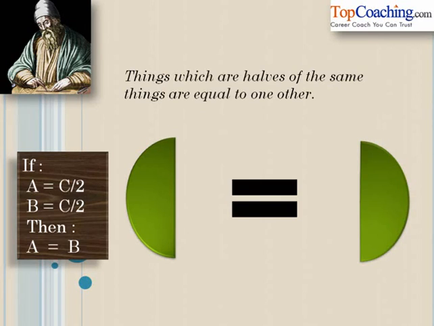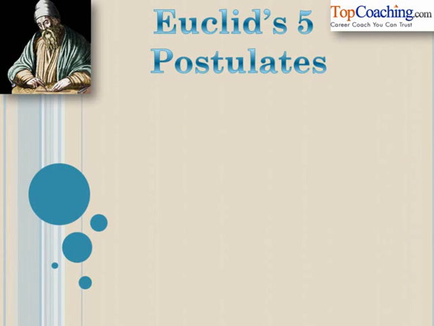These are some of the important axioms used by Euclid. Now, let's turn our attention towards Euclid's 5 postulates. Postulates are the assumptions that are confined specifically to geometry. So let's try to understand Euclid's 5 postulates.